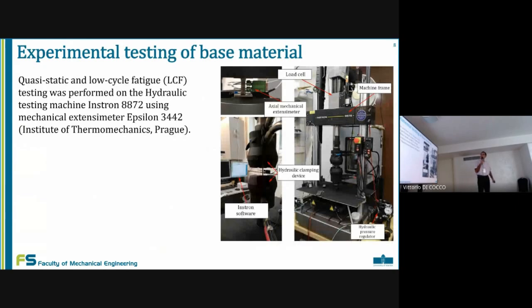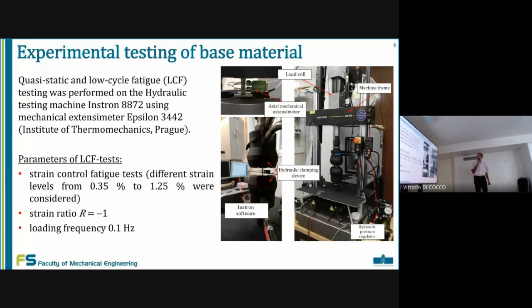The quasi-static and fatigue testing, actually low cycle fatigue testing, was performed on the hydraulic testing machine Instron using an appropriate extensometer, and all these experiments have been done at the Institute of Thermomechanics in Prague, because we had a bilateral project with this institute in the past. The low cycle fatigue tests were strain controlled, with amplitude strain range between 0.35% and 1.25%, using strain ratio -1 and loading frequency 0.1 Hertz.